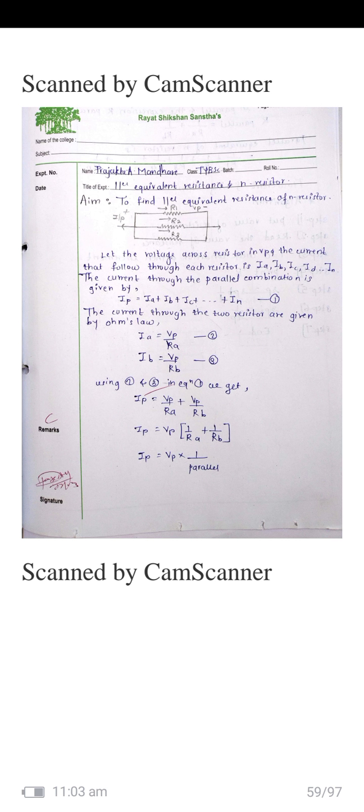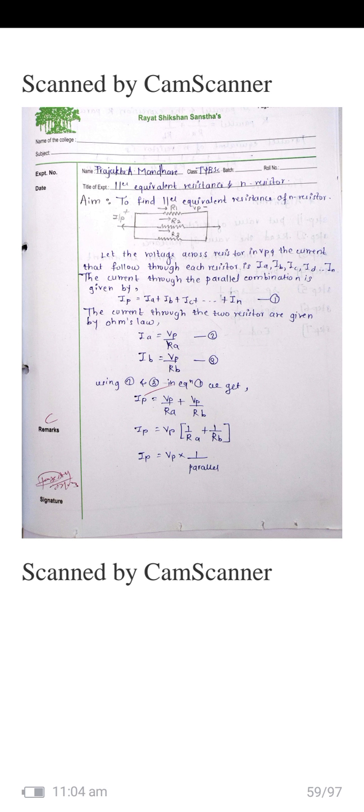Suppose there are only two resistors. Then by using Ohm's law, V is equal to IR. For the first resistor RA, IA is equal to VP upon RA, where VP is the parallel voltage. This is equation number 2. Then for the second resistor, IB is equal to VP upon RB. Put these values in equation number 1. Then we get IP is equal to VP upon RA plus VP upon RB.